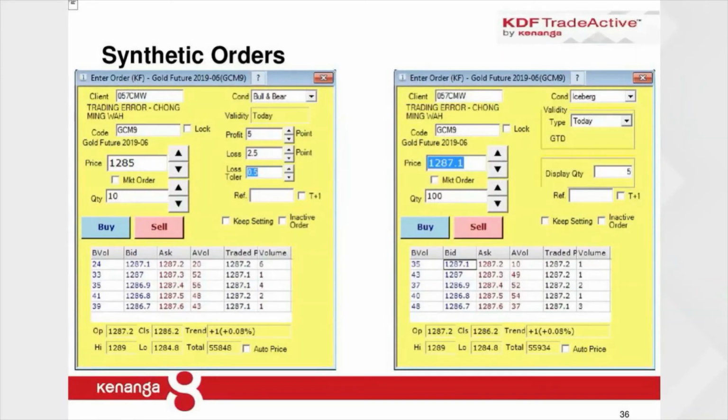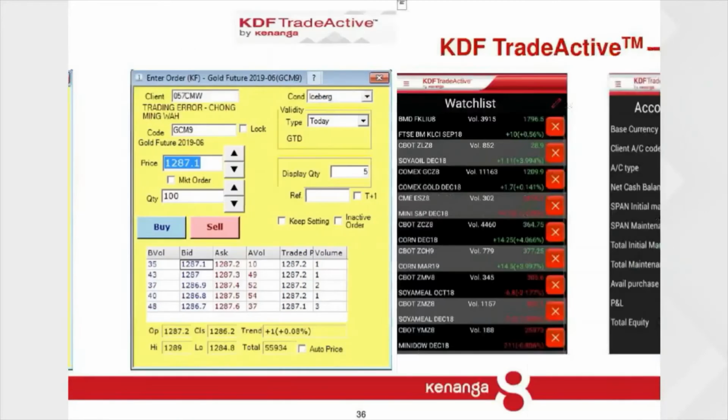These are the synthetic orders, which are quite unique. For example, if you don't have a position and you want to place a buy or sell position, together with TP and stop loss, this is a very sophisticated order for you to have an exposure with, because you can set your entry price, your stop loss, and also TP on a single order. So it's very useful for people who are quite busy with their schedule.